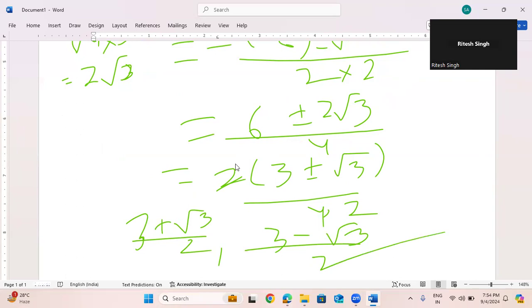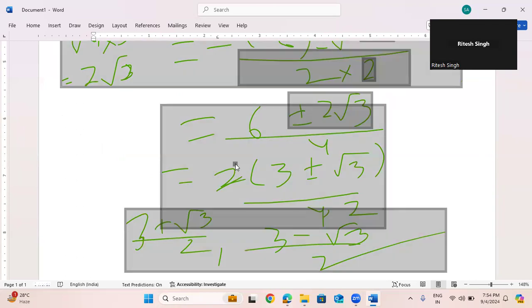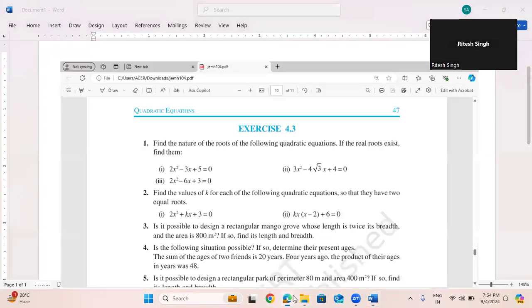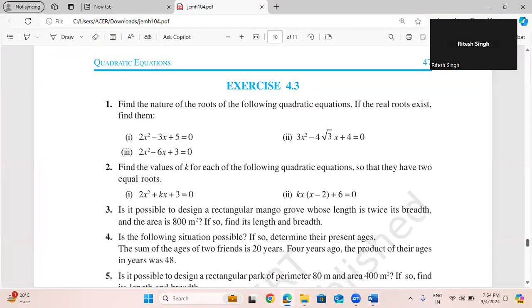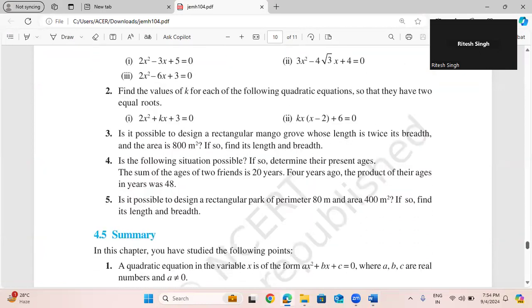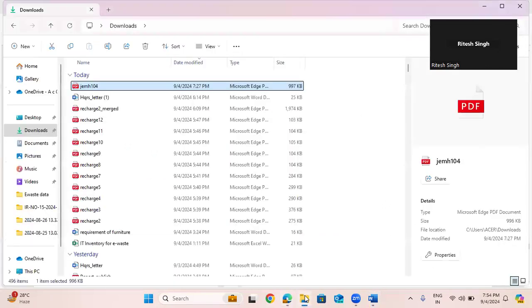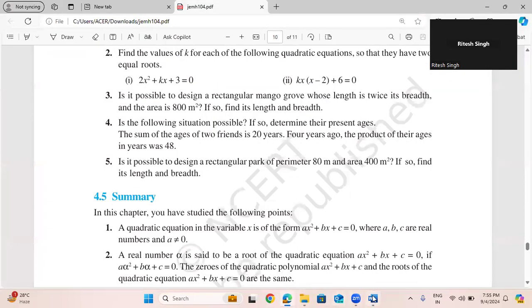Now we will go to the next question. We will go to questions involving word problems, right? And that will give us a better idea of how quadratic equations are solved. Now, what is it saying? It is saying, is it possible to design a rectangular mango grove whose length is twice its breadth and area is 800? If so, find its length and breadth. So we can solve this simply.